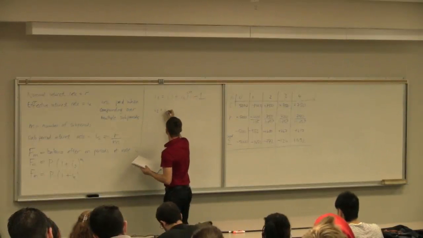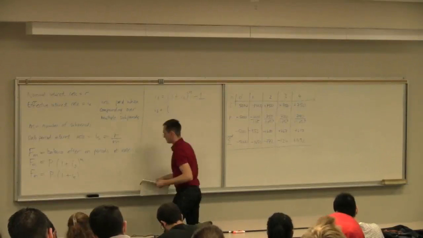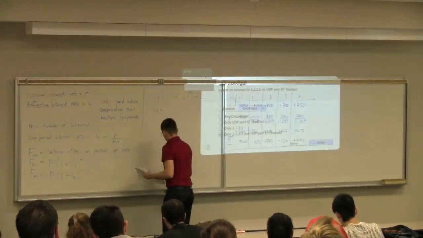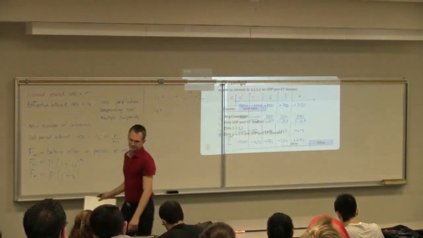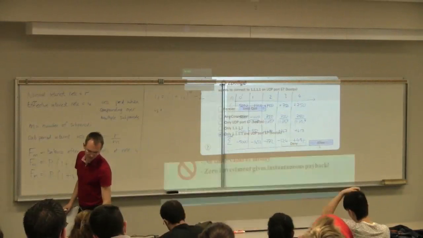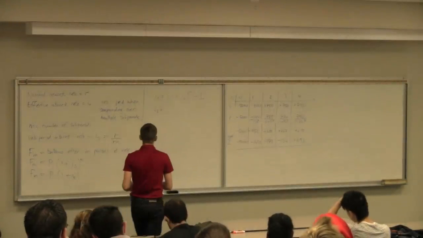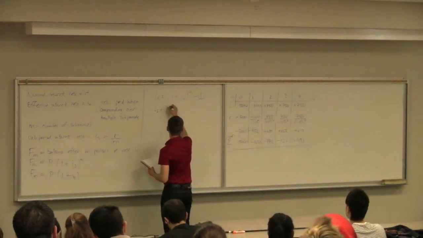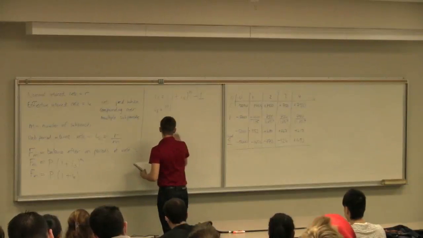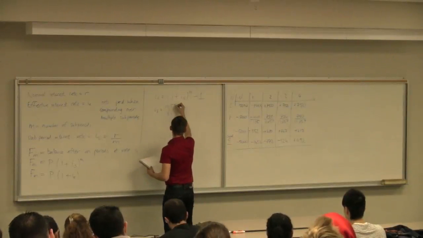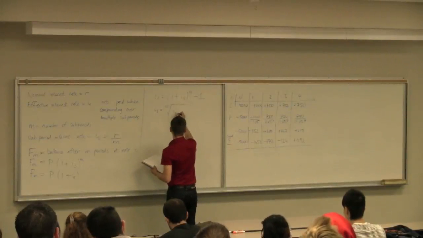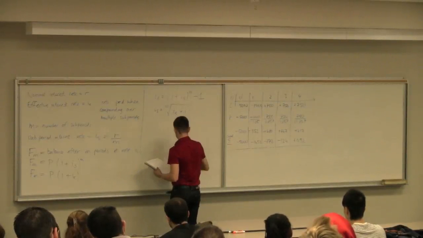The sub-period interest rate is equal to the nth root of the effective interest rate plus 1.